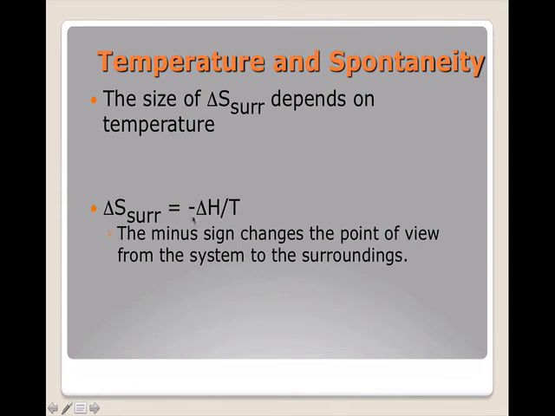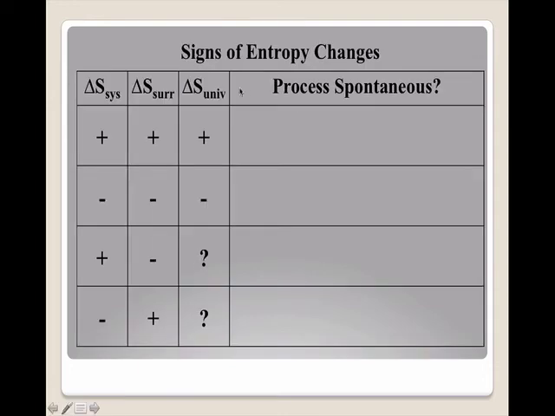And they put this little minus sign in right there because that changes the point of view from the system, which is what delta H is measured for, to the surroundings. So if delta H were negative for the system because it's exothermic, it's going to end up being positive, and it will make entropy positive for the surroundings, which means it's spontaneous. So the minus sign just changes the point of view from the system to the surroundings.